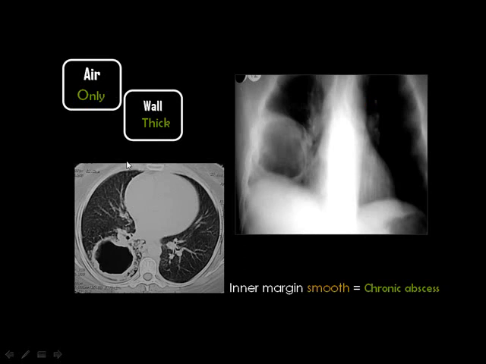We start first with the cavity which contains air only. Then we look at the wall. If the wall is thick, we have 2 possibilities. If the wall is thin, we have 2 possibilities. Start with a thick-walled cavitary lesion. Then you have 2 possibilities. The first one is the chronic lung abscess. The abscess starts with a small amount of air and a big amount of pus. And by time, pus is expectorated and you are left with a cavity filled with air. This is the chronic abscess.